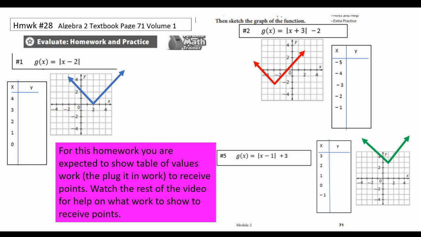Okay, so this was homework number 28. It's out of the Algebra 2 textbook, page 71. And these are the pictures of the graphs that you should have gotten. For this homework, you're expected to show a table of values work. That's where you plug it in. In order to receive points, watch the rest of the video for help on what work to show. If you just draw these graphs and upload it, you will not receive any points for this work because we expected you to do some math, and I'll show you what that is, okay? Watch the video here.